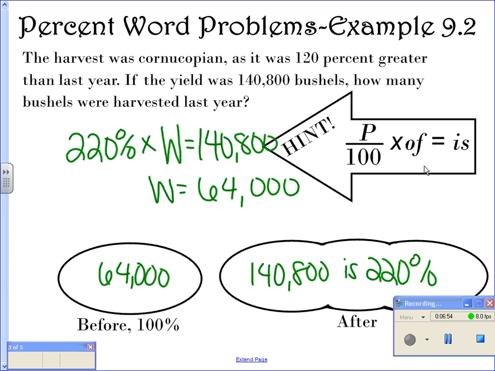Usually if you divide this number by 120% instead of 220%, you'll get a decimal. Usually, not always, but usually if you forget to add the 100% to this number, it won't work out right. You'll get a decimal. Does that make sense? Any questions? Okay.